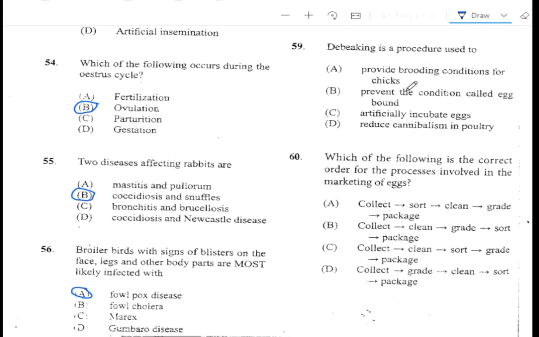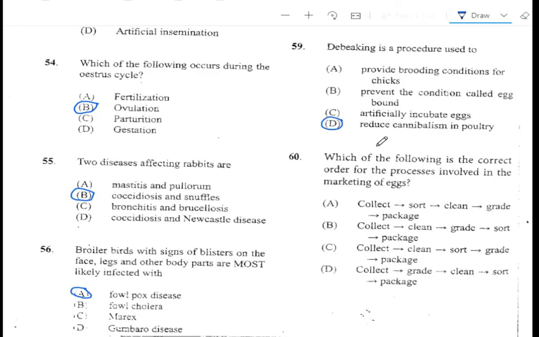Right, question number 59. Debeaking is a procedure used to. The answer is D. Reduce cannibalism in poultry. Alright, so cannibalism is when the chickens peck on each other. Question number 60. Which of the following is the correct order for the processes involved in the marketing of eggs? A. Collect the eggs, then you sort them, you clean them, then you grade them. Alright, so this is the answer.